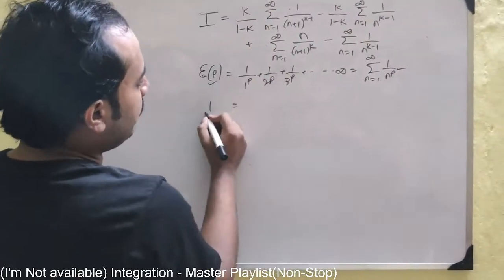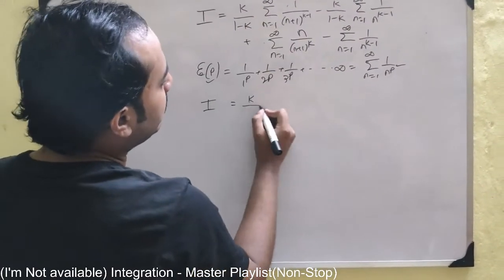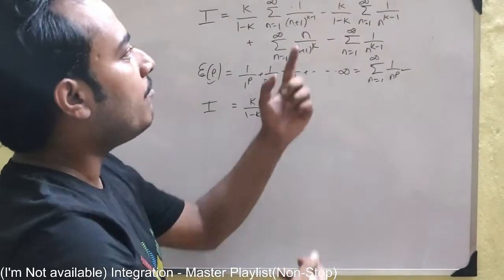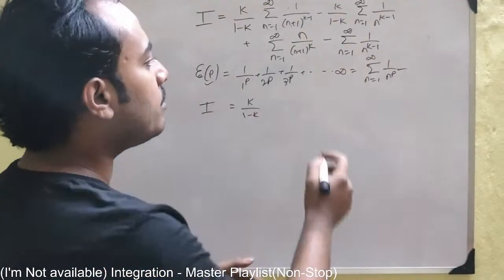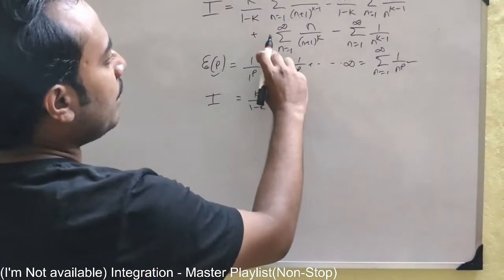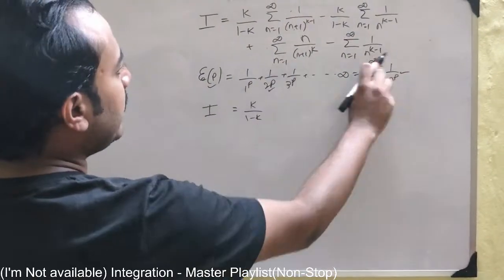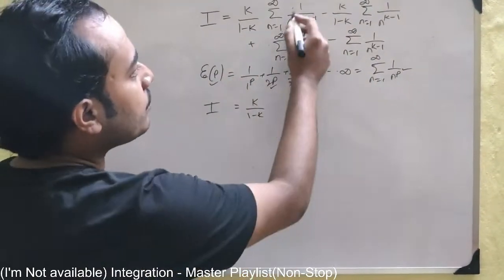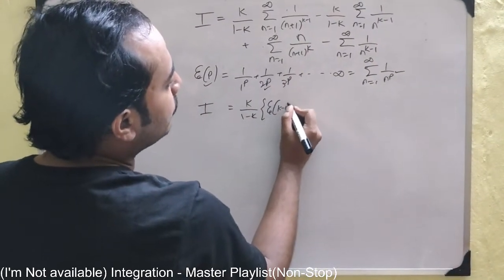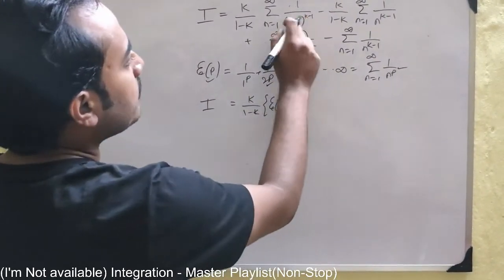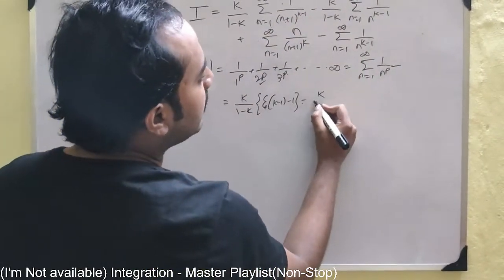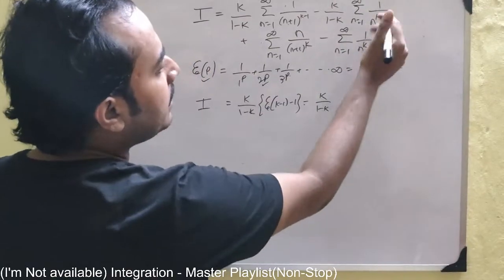So I then would be equal to k by 1 minus k. And in this sum, you see that n equals 1, that means this sum starts from 1 upon 2 to the power k minus 1 and it goes up to infinity. So basically it starts from this point and goes to this point. If you take from this part, this basically equals zeta p minus 1, right? So what would this equal? This would equal zeta of k minus 1 minus 1, because the power is k minus 1, which is p here, right? Okay, similarly minus k by 1 minus k, this one is directly zeta of k minus 1.